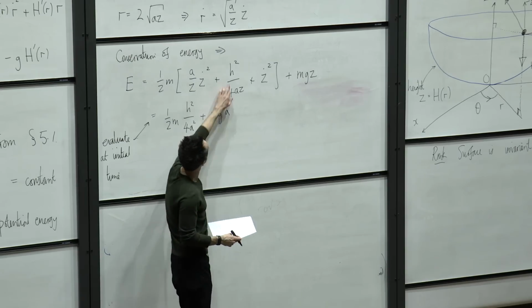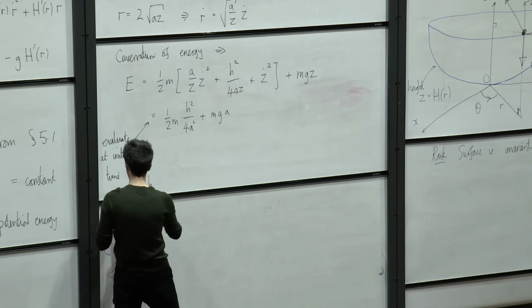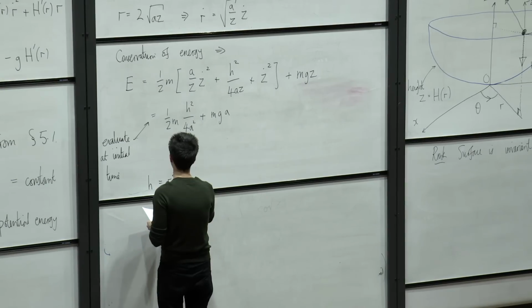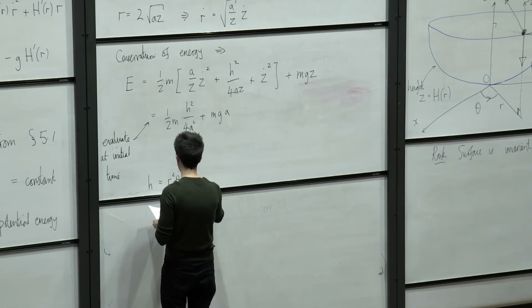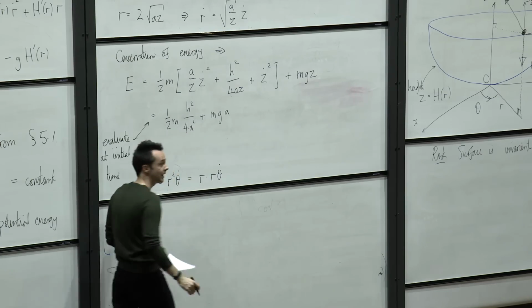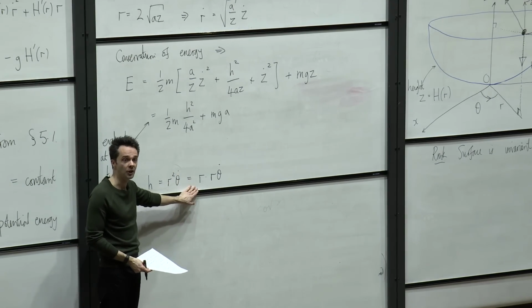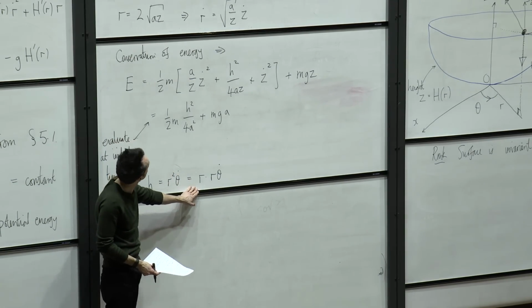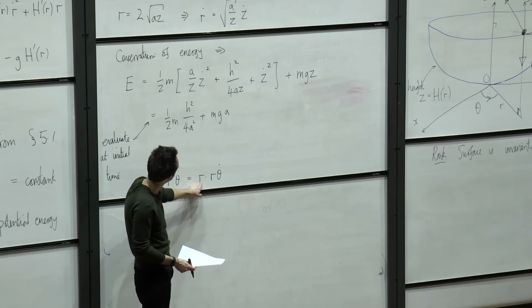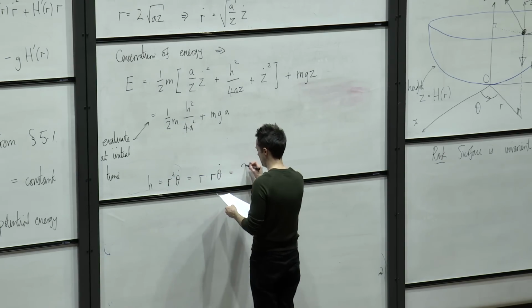And finally, we can also work out this constant little h. Remember that little h is r squared theta dot. That's the definition. I can write that as r times r theta dot. And this is a constant, so I can work out the constant by evaluating it at the initial time. And initially, r is 2a, and r theta dot is v. So that's 2av.